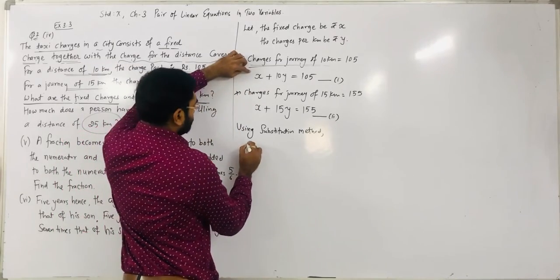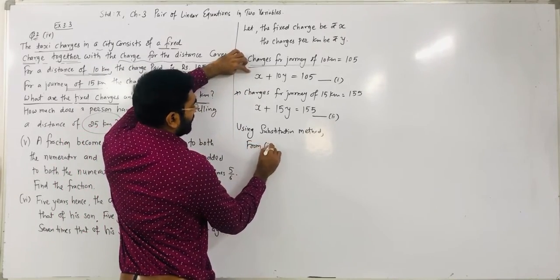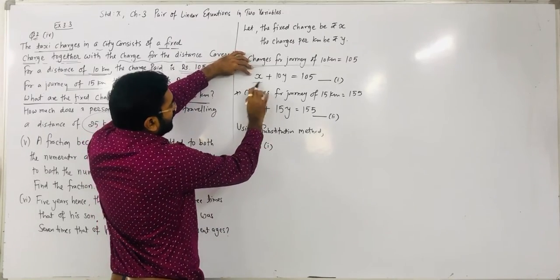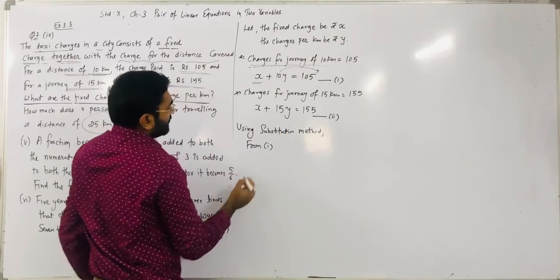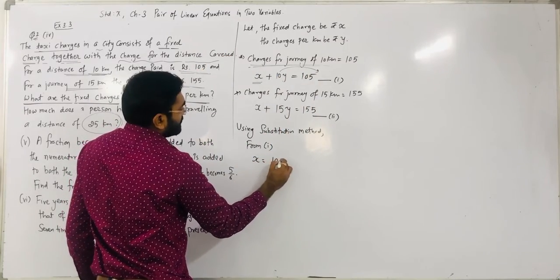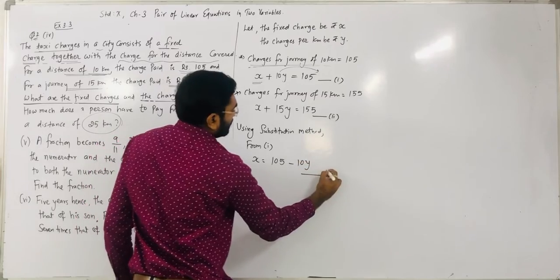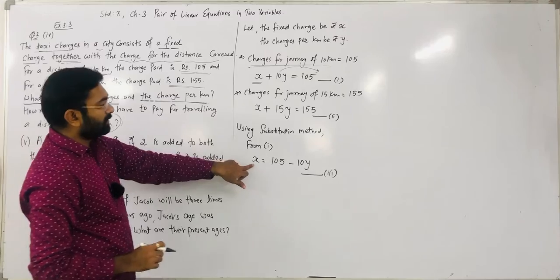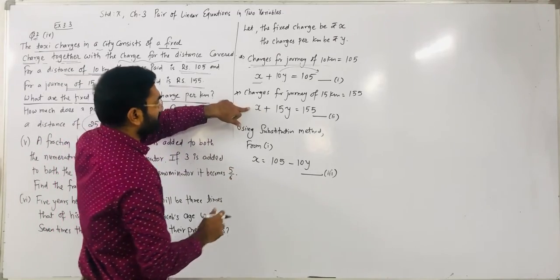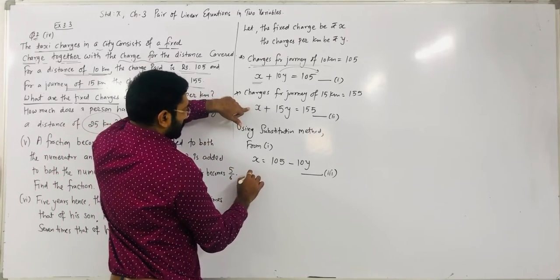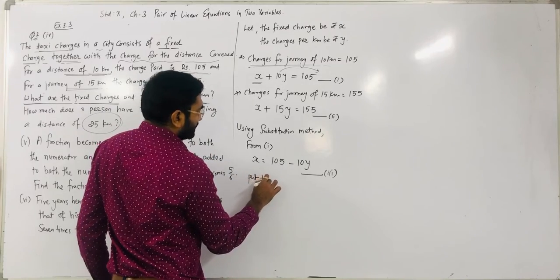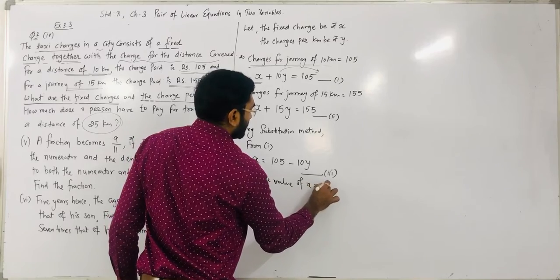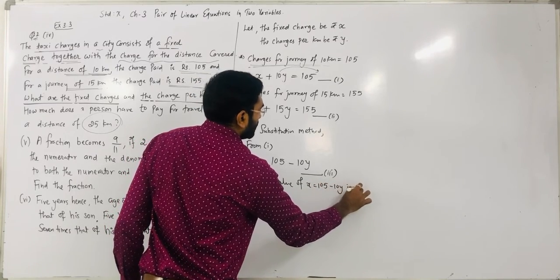As per the substitution method, from any one of the equations we have to make one variable the main term. Suppose from equation 1, we make x the main term. So the y term goes to the right hand side, and it becomes x = 105 minus 10y. This gives equation number 3. Now whatever the x value is in equation 3, we have to put in the other equation, equation 2. So put the value of x, x equals 105 minus 10y, in equation number 2.